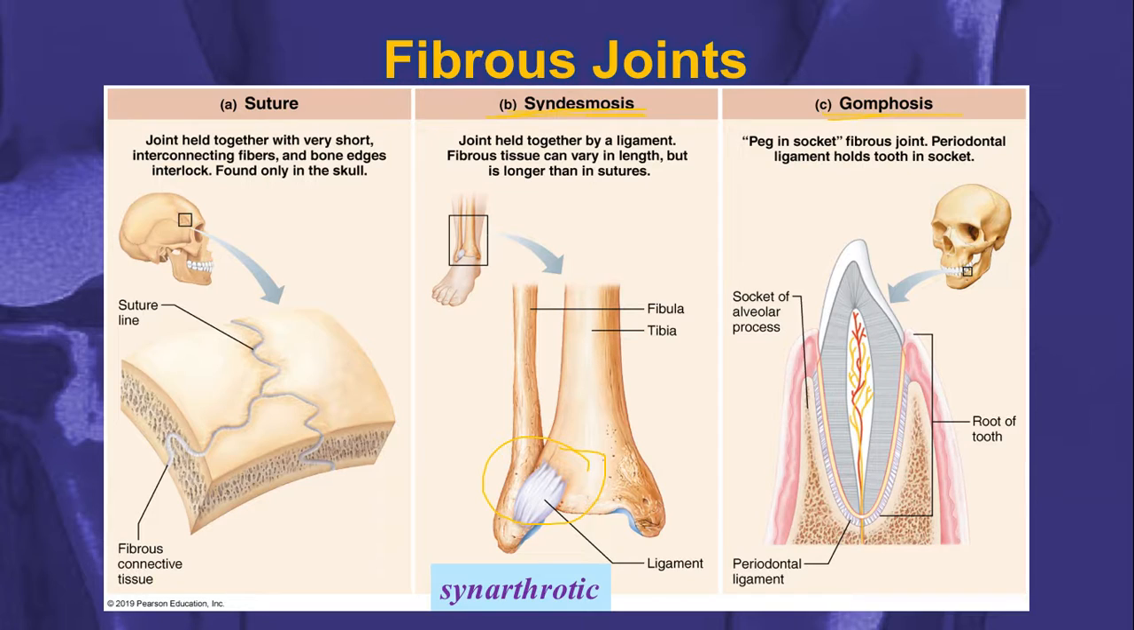Okay, so it's a peg and socket joint. There's little collagen fibers all along here that hold that tooth into the socket. Okay, all these joints that we looked at do not move, right? Unless your tooth is falling out. But then that means that the joint, those collagen fibers, are broken down, right? Okay. So these don't move, so they are considered synarthrotic. All right, so those are fibrous joints.